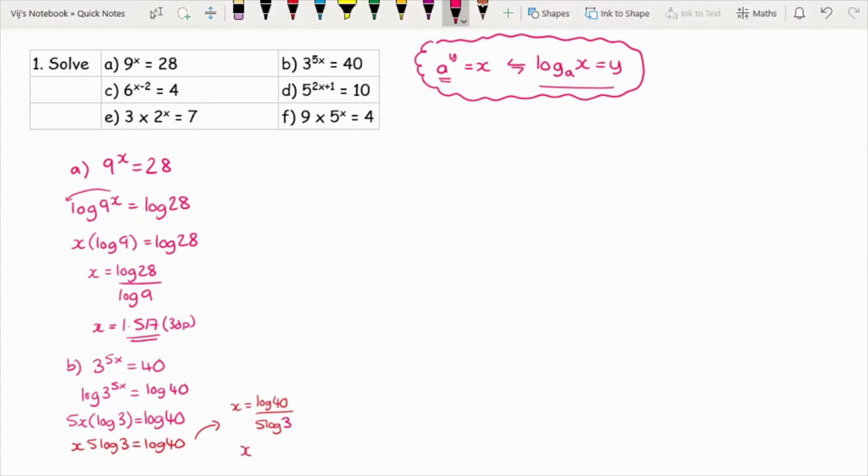And if I type that into my calculator, I get 0.672 to 3 decimal places. So moving on to C. So here we've got, again, a linear function as our power, but again, I've just got a base number and a power written like so.